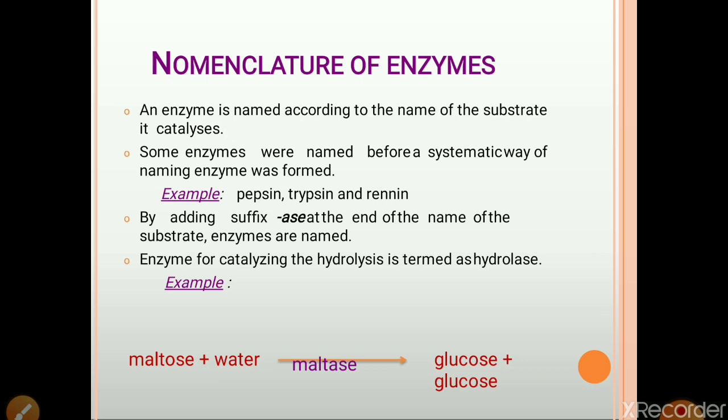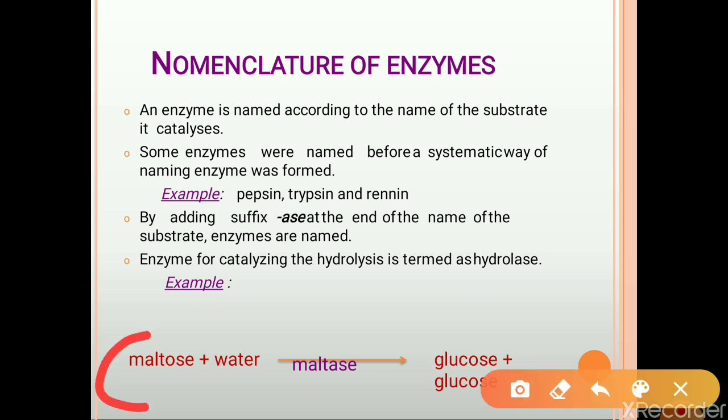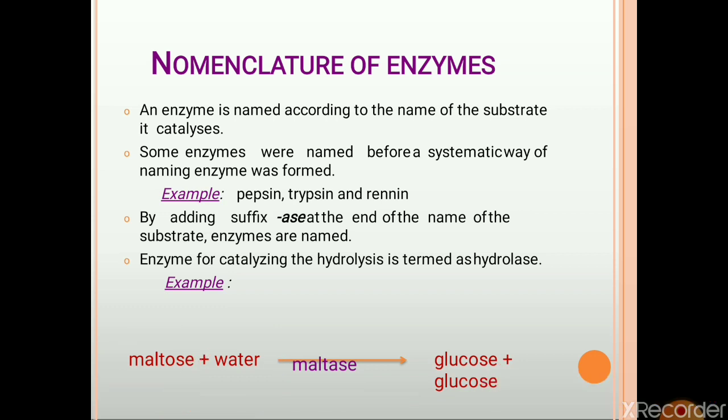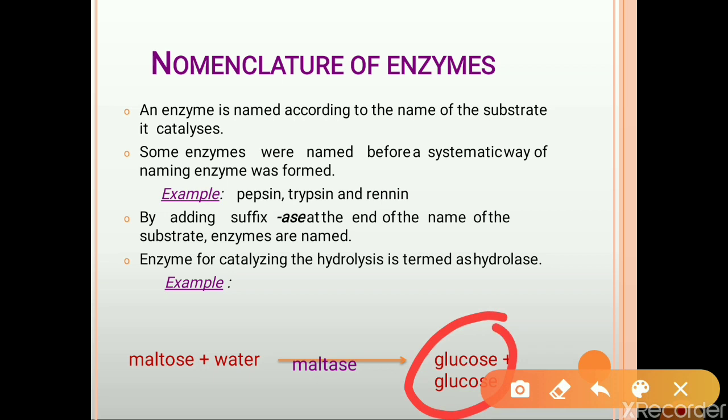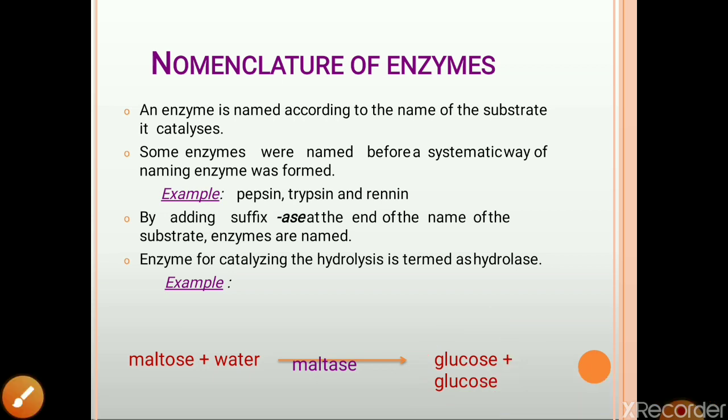There are a lot of examples of enzymes which have the suffix -ase. Here you see maltase. Maltose and water, in the presence of water, with the help of the enzyme maltase, is converted into two molecules of glucose. Here you see two molecules of glucose. Maltose is a disaccharide which is broken by the enzyme maltase.